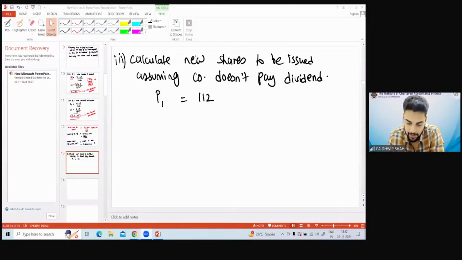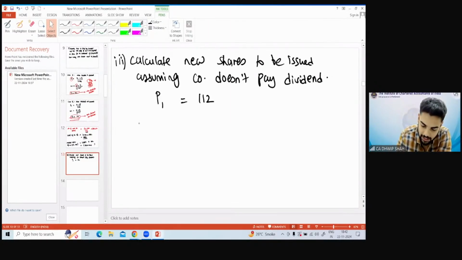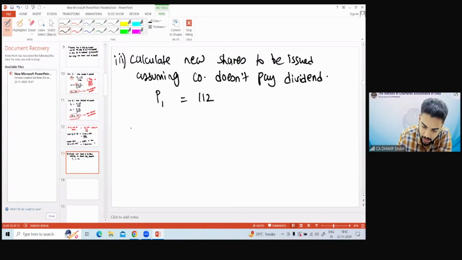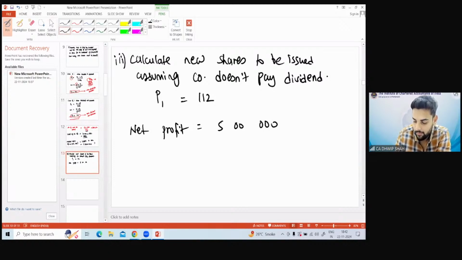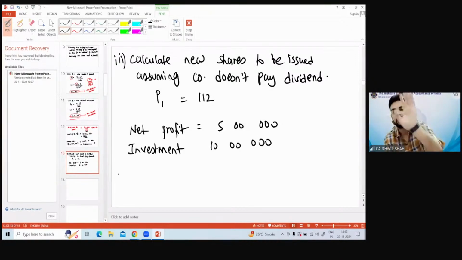Okay? So P price 112. Now my investment amount. Can I say net profit of 5 lakh will entirely be invested? Yes or no? Now I don't have to pay any dividends from this net profit. So I can entirely use this net profit in my investment? Yes or no? My investment required was 10 lakh. Since no dividend is to be paid, entire amount of net profit, I can invest it in the investment required.